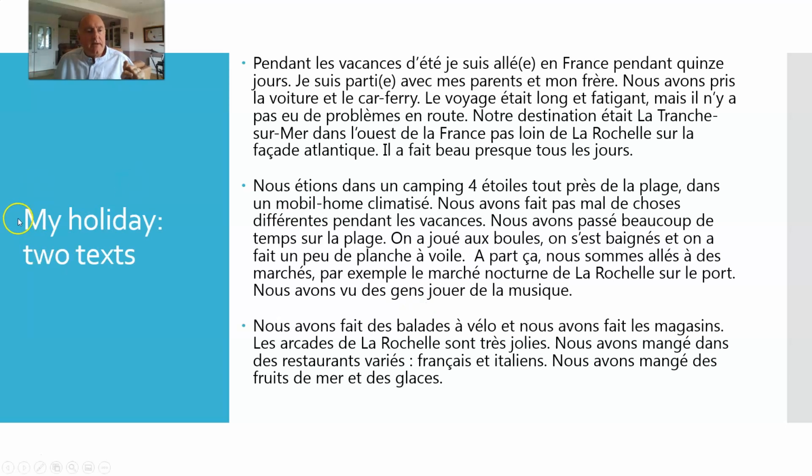And one more example here of a simple information gap principle. You don't need to read all this text, by the way. The principle here is that each partner has a text. The 2 texts are similar, but they have differences. So in this text, for example, based on the idea of my holiday, partner A has, during the summer holidays, I went to France for a fortnight. I went with my parents and my brother. We took the car and the ferry, and so on.